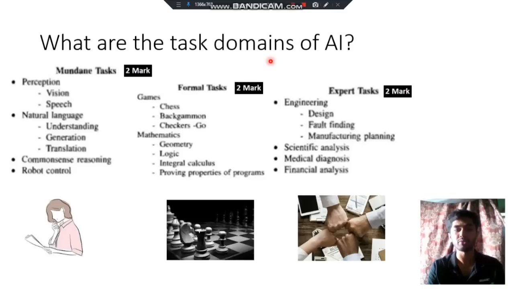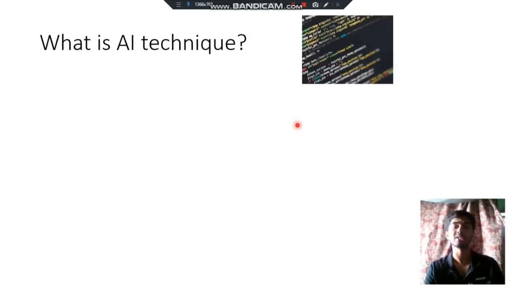Okay, so what you have to just keep in mind is, in mundane tasks, that is also known as basic tasks, vision, speech, natural language translation, and generation, all these things will come in the mundane tasks. The second is the formal task. Here you have games, different kinds of games which are built on AI, and then you have the mathematical formulas. And the last one is the expert task, that only you have to remember, like the corporate things: financial, medical, scientific, and engineering.